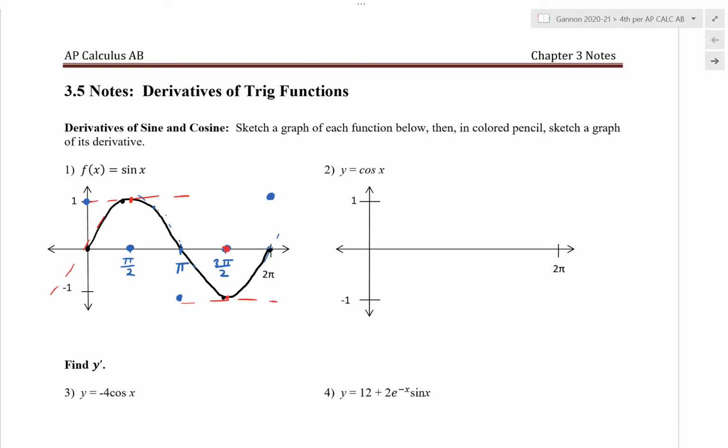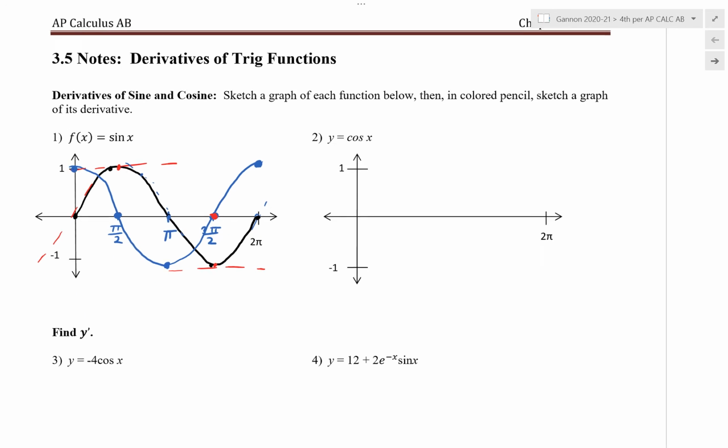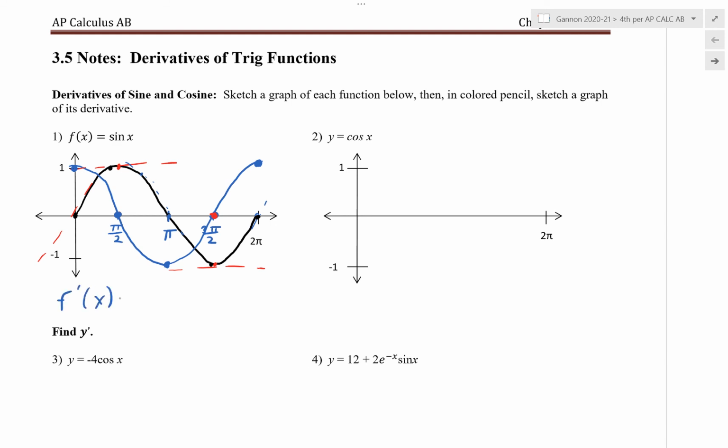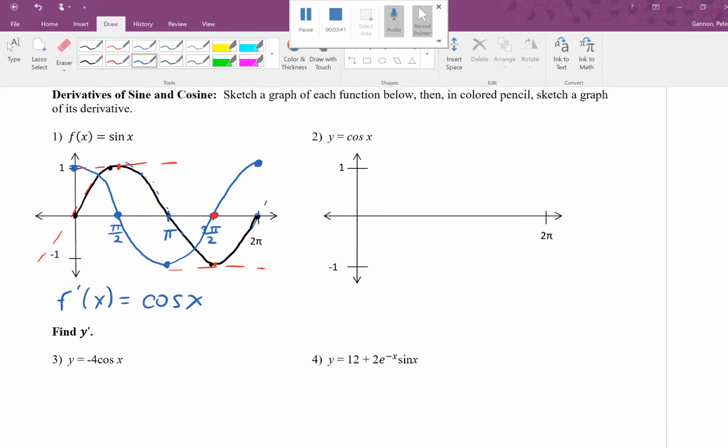And if you put those together and you were to draw the graph through those points, what you would see is it's going to look like this. Now, that should look familiar to you guys because that is the graph of cosine. And what that tells us is that the derivative of the sine function is the cosine function, which is pretty cool that that relationship exists.